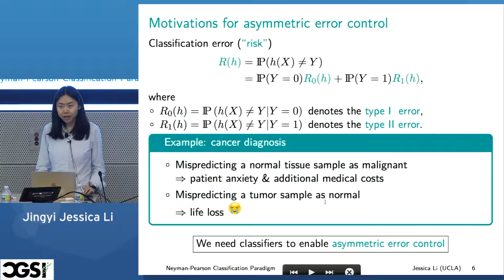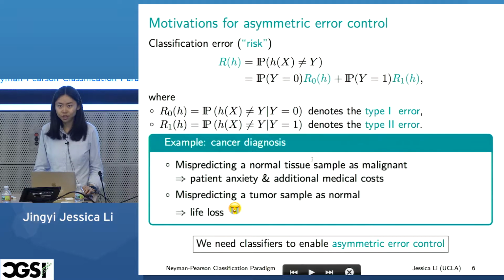Therefore, if we just want to find a classifier that minimizes this risk, R(H), instead of the individual errors, we may end up with a type of error that is very large and that we cannot afford. So we need a way to construct a classifier that prioritizes the type of error that is more important. And we call this asymmetric error control.